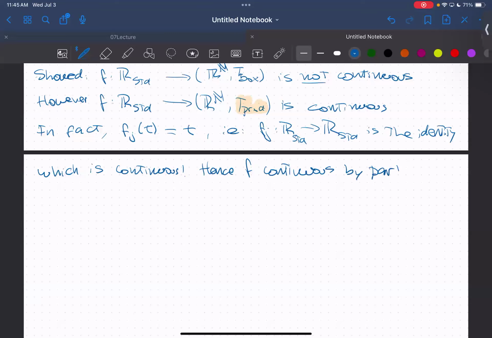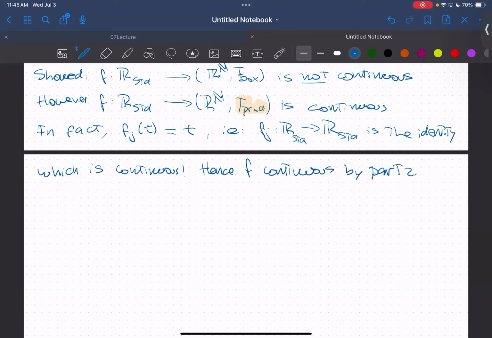So this example is very nice because this is telling you there's a function for which all coordinates are just the identity. As innocent as it could be, which is not continuous with the box topology, but is continuous with the product topology. And that's kind of telling you, maybe you want to go with the product.